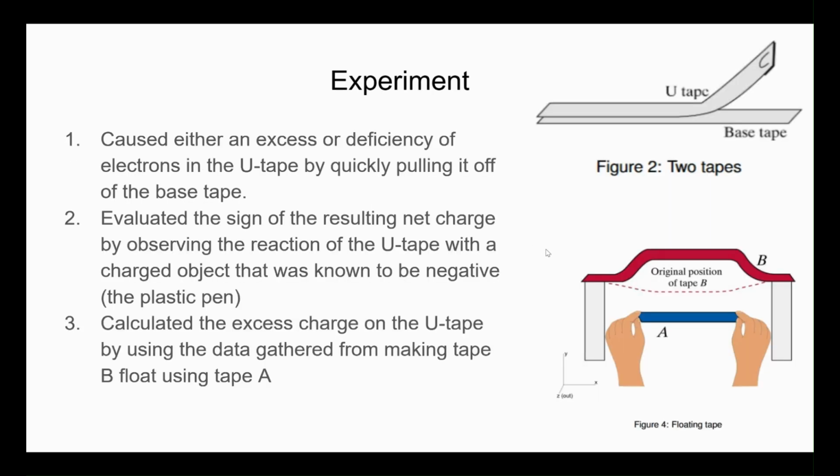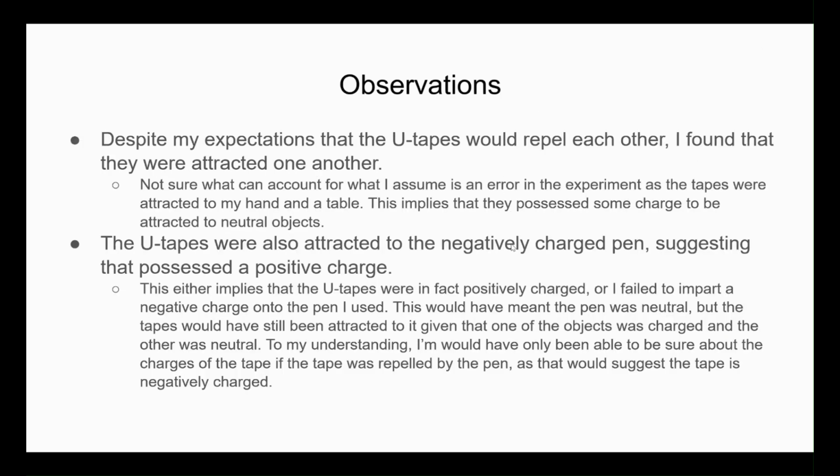Generally speaking, the structure of this experiment was I would place a piece of tape on a base tape, rip it off, and induce a net charge of some form through either an excess amount of electrons or a deficiency in electrons. Observe the sign of that net charge by the interaction of that piece of tape with a negatively charged plastic pin, and finally observe what the actual charge on one of the pieces of U tape, designated tape B, is, based off of the displacement it features when approached by tape A, being the other piece of U tape, as tape B is suspended in the air.